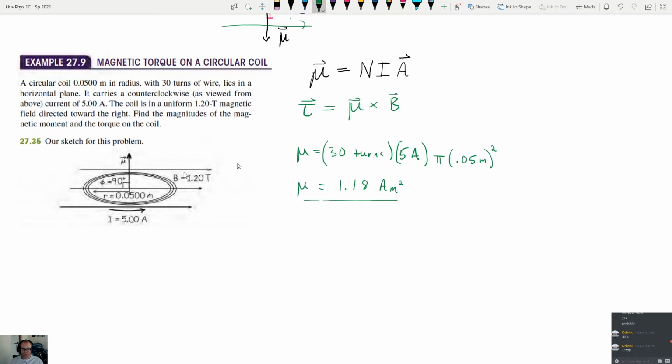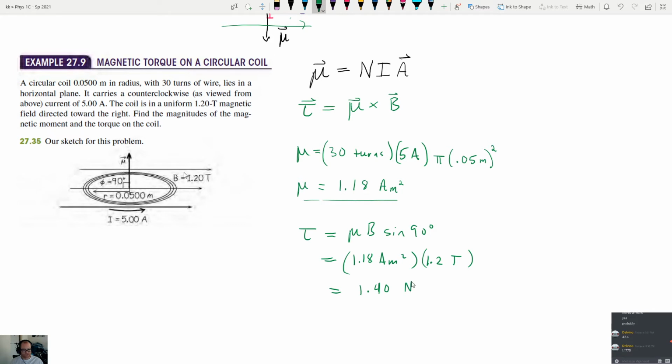Then we want to find the torque. That's easy. Torque is mu times B times the sine of the angle between them. In this case, what's the angle between mu, which goes up, and B, which goes to the right? 90. So we do sine 90. So this is going to be equal to 1.18 amp meter squared multiplied by B, which is 1.2 Tesla. They love using this number for some reason. So I think we're going to get an answer that's something like 1.40.